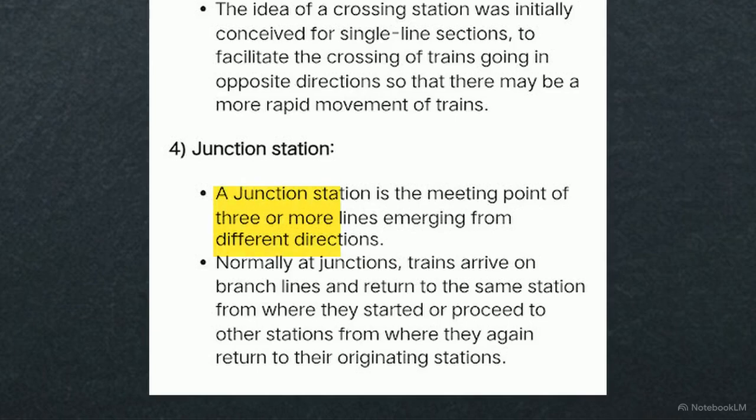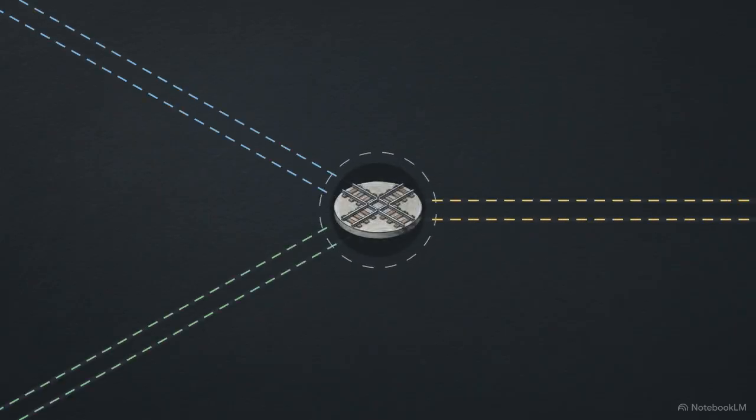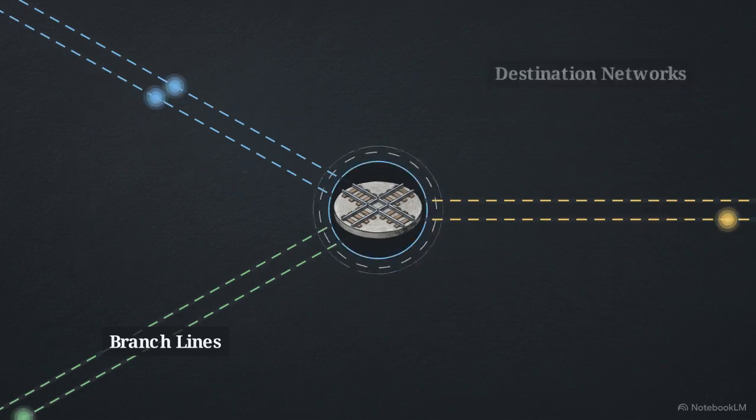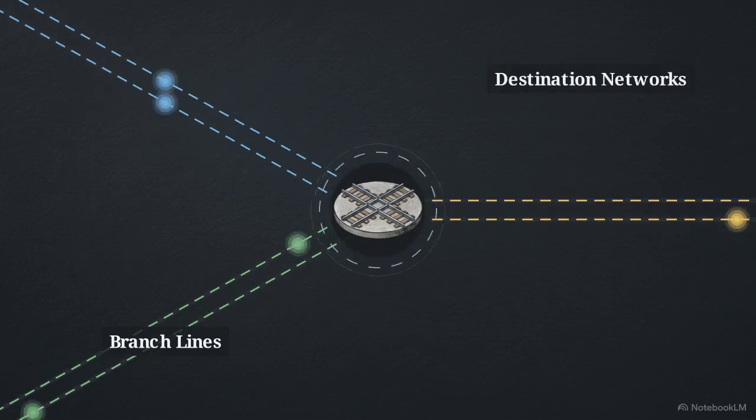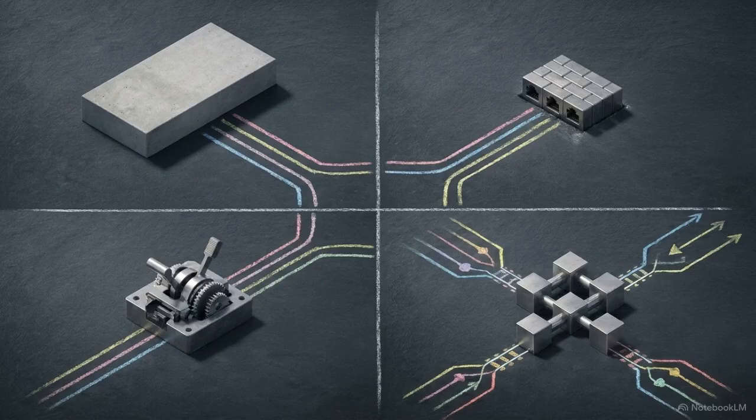Finally, we reach the most complex node, the junction station. This is defined as the meeting point of 3 or more lines emerging from different directions. At a junction, routing capabilities expand massively. Trains can arrive from branch lines and return, or proceed directly to entirely new destination networks. Railway stations operate as purely functional nodes. Each tier in the hierarchy adds specific physical infrastructure to solve a distinct traffic bottleneck.